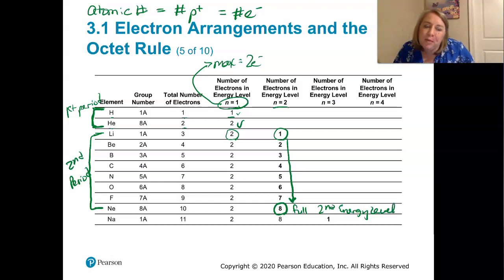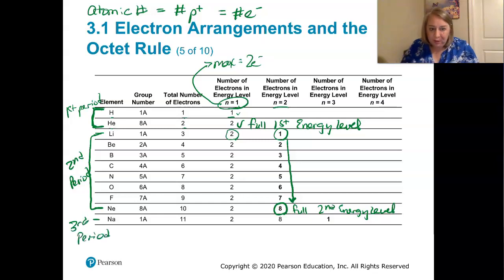Now we have a full second energy level, right? When did we go from the first period to the second period? When we filled the first energy level. So what you're going to see is every time we fill an energy level in the periodic table, we go down and make a new period, right? So sodium's our very first element on the third period. What do you think is going to happen?